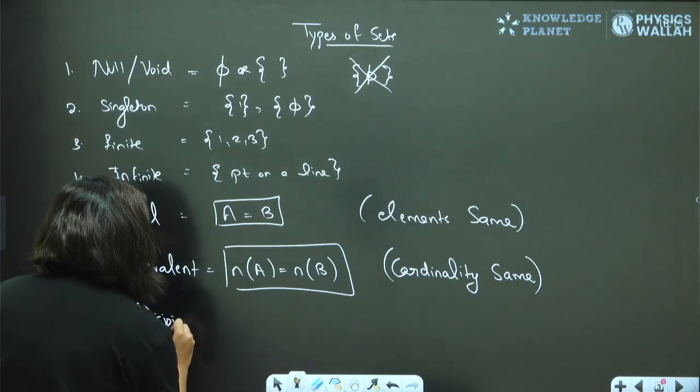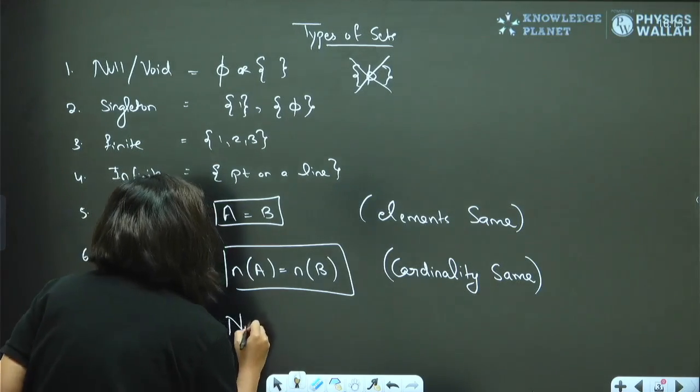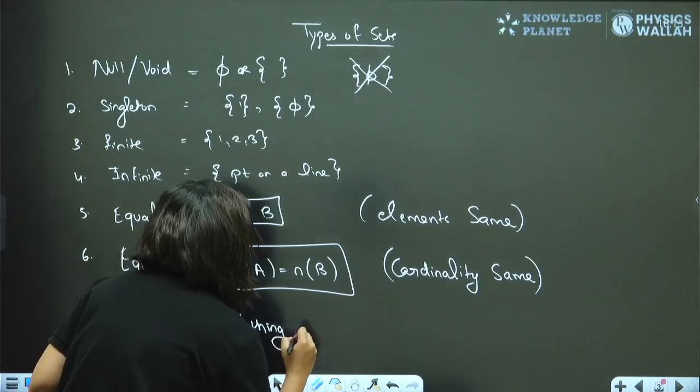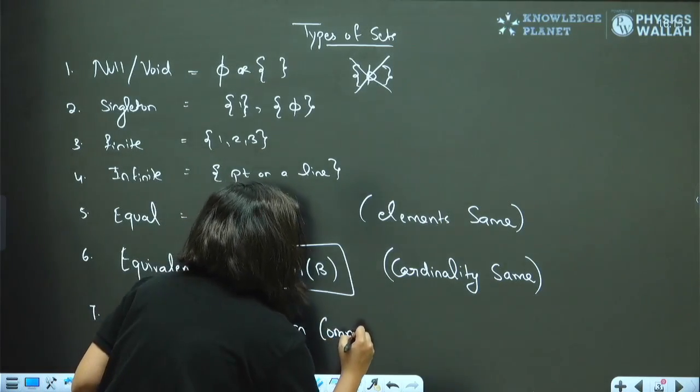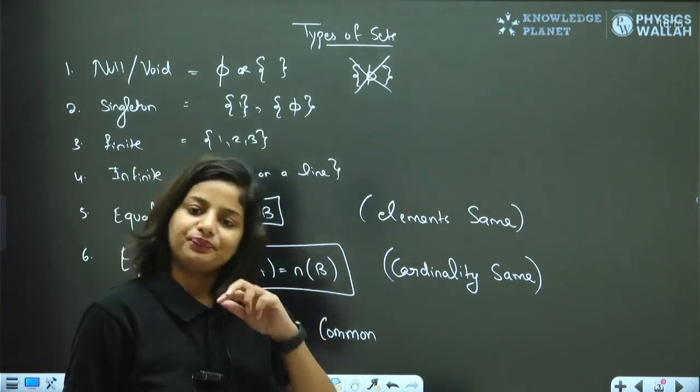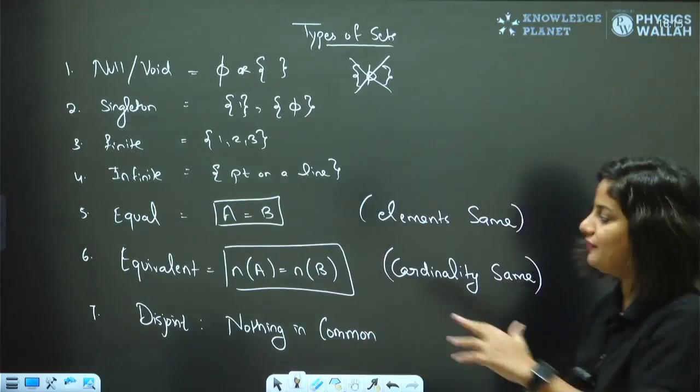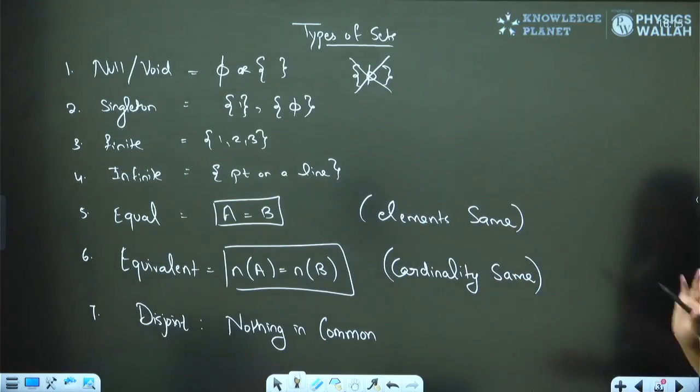Disjoint sets are sets that have nothing in common. The questions on them are pretty simple, guys. As we go ahead in the later half, we will see questions on them. These are the 7 types of sets.